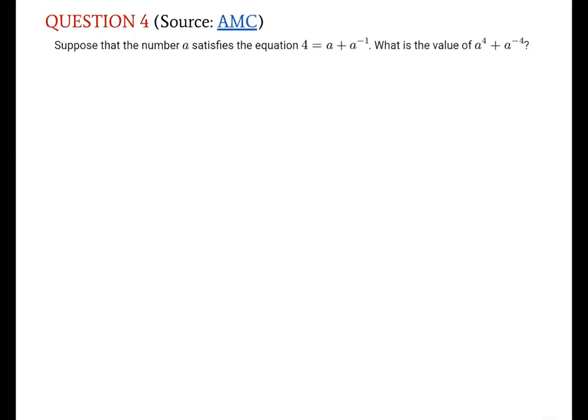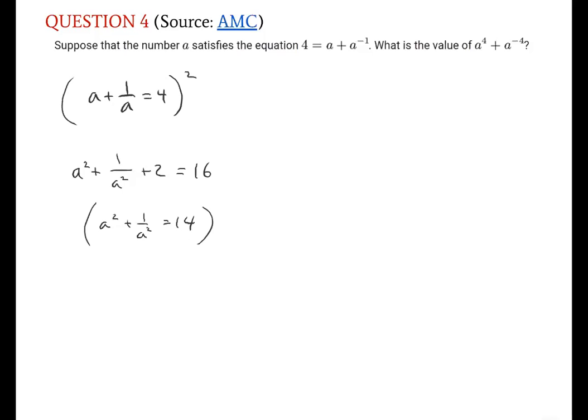Okay, question 4. I'm going to rewrite this equation as a plus 1 over a is equal to 4. And if we square both sides, then we will get a squared plus a times 1 over a times 2, that is just 2, plus 1 over a squared is equal to 16. So we know that a squared plus 1 over a squared is equal to 14.